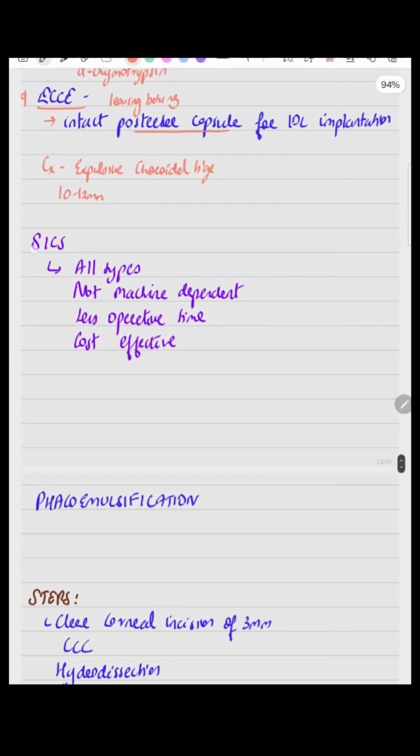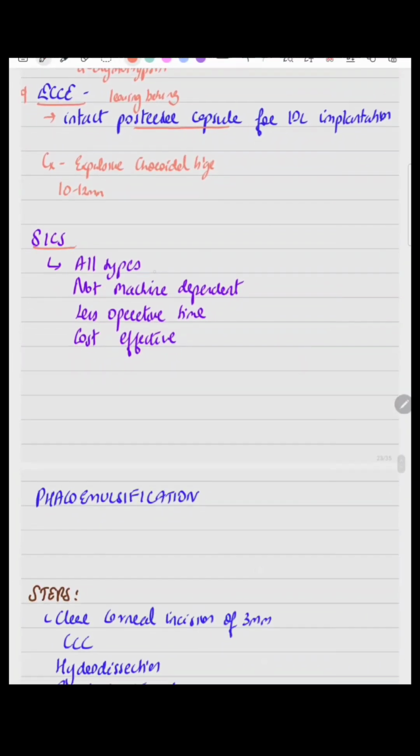Now coming to small incision cataract surgery. It can be done for all types of cataract including grade 4 and 5. It is easier than phacoemulsification, not machine dependent, less operative time, cost effective, and has fewer complications than ECCE.